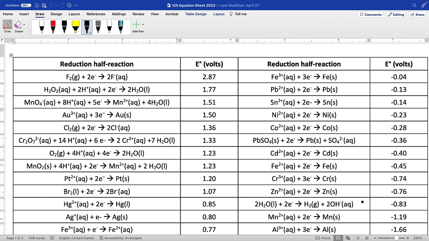So you don't have to memorize this if you remember two things. If you remember either that chlorine is a good oxidizing agent or that oxygen is a good oxidizing agent, then you'll be able to remember that this whole sector over here, that these reactants are good oxidizing agents.